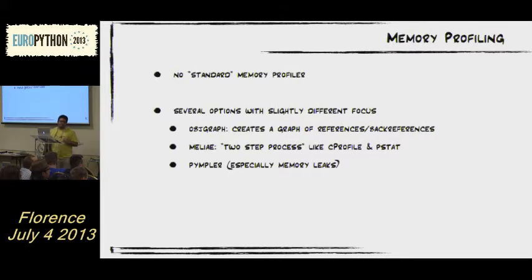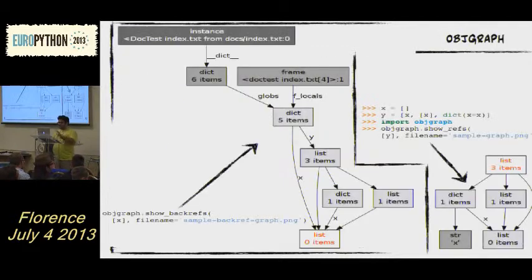And we can switch to memory profiling, which is another big thing. We don't have a standard memory profiler like cProfile is. So there are several options. We have objgraph, which creates a graph of references and back references, and you can also navigate that. There is Meliae, which works a bit like cProfile and pstats. So you just instrument the code, it measures how things work and then dumps them to a file, and you can load the file and check it out. And then there is Pympler, which is especially useful for memory leaks. You can make snapshots of your code and see what changed between two snapshots. But time is a tyrant, so we have to just see a few of them.